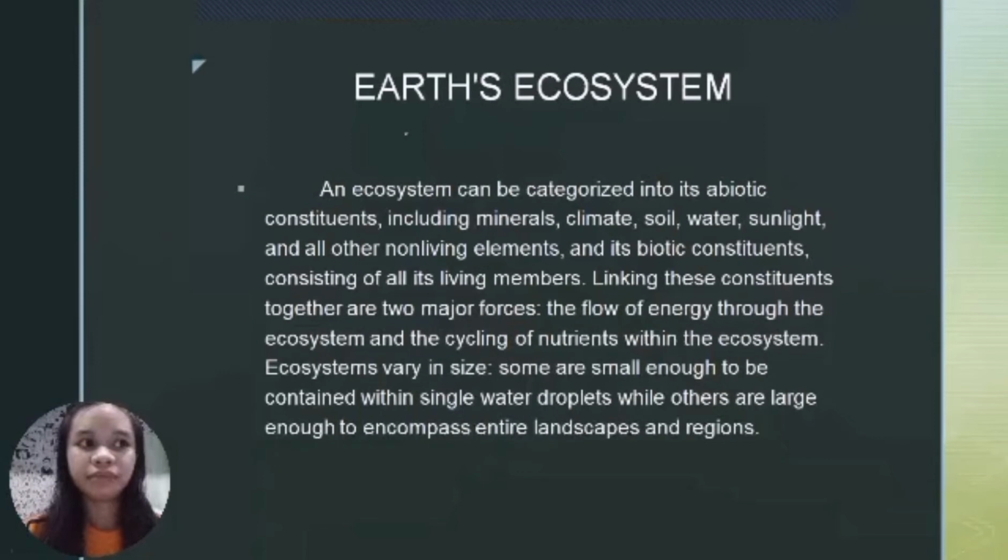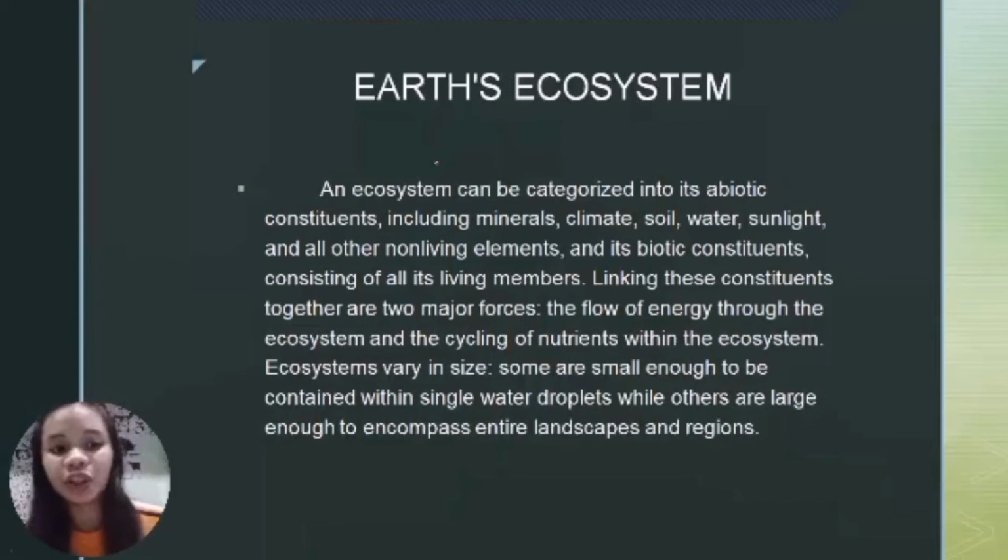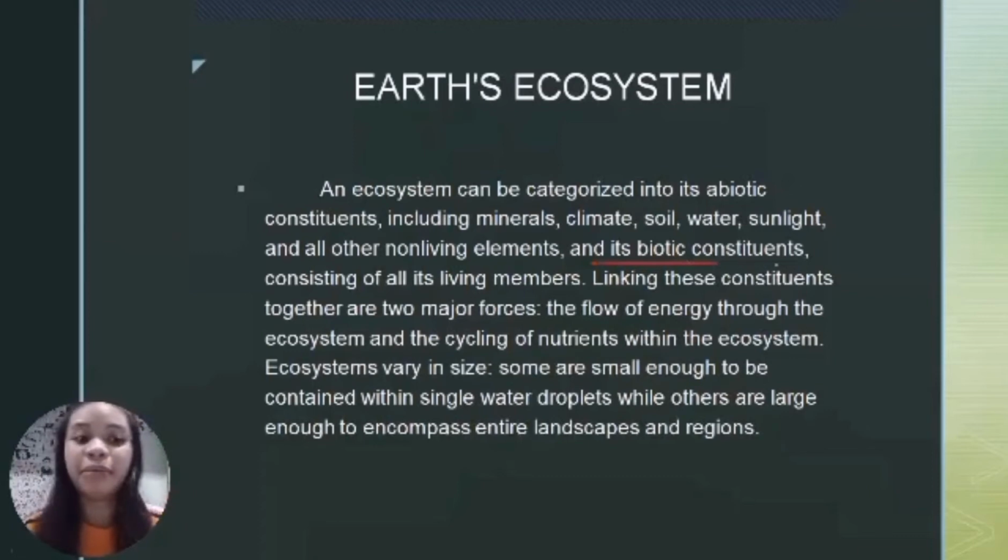Earth ecosystem. An ecosystem is a geographic area kung saan yung plants, animals, and other organisms, as well as weather and landscapes, work together to form a bubble of life. Ecosystem contains biotic or yung mga tinatawag na living organism or living parts such as plants, animals, and other living things, as well as abiotic factors including minerals, climate, soil, water, sunlight, and other non-living elements or parts.